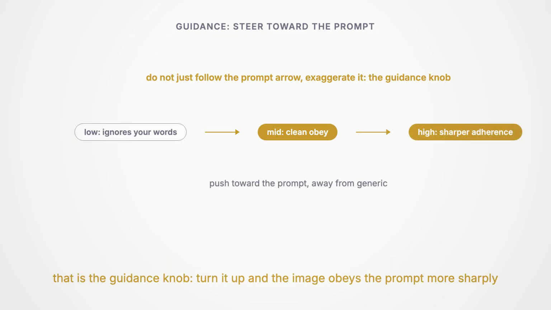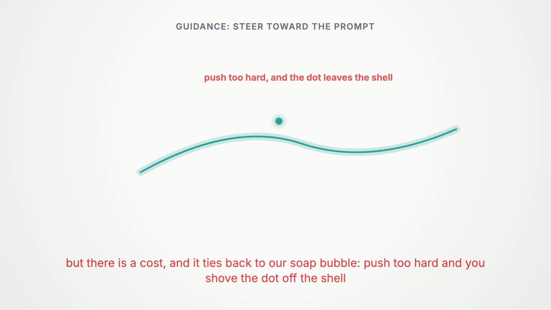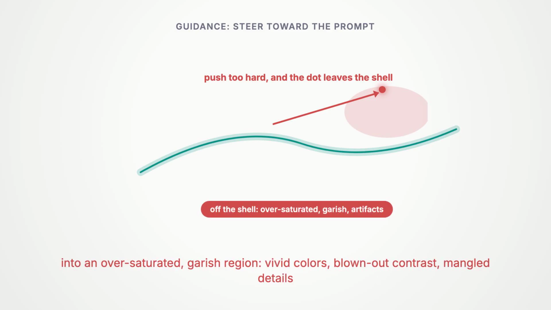Turn it up and the image obeys the prompt more sharply. But predictably, there is a cost, and it ties right back to our soap bubble. Push too hard and you shove the dot off the natural shell into an extreme, oversaturated, almost garish region, vivid colors, blown-out contrast, sometimes mangled details. Too little guidance and the image ignores your words. Too much and it stops looking real.